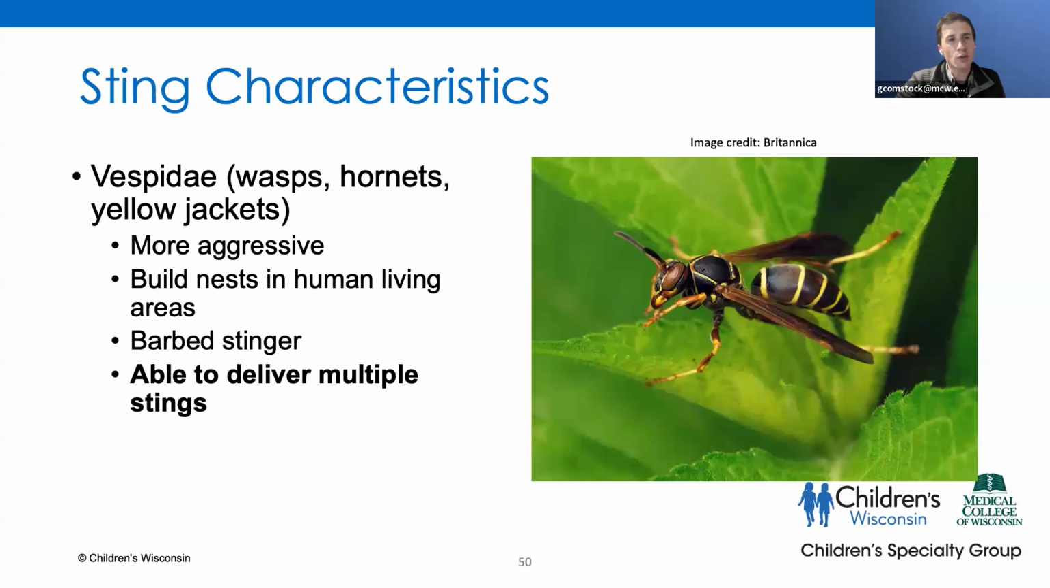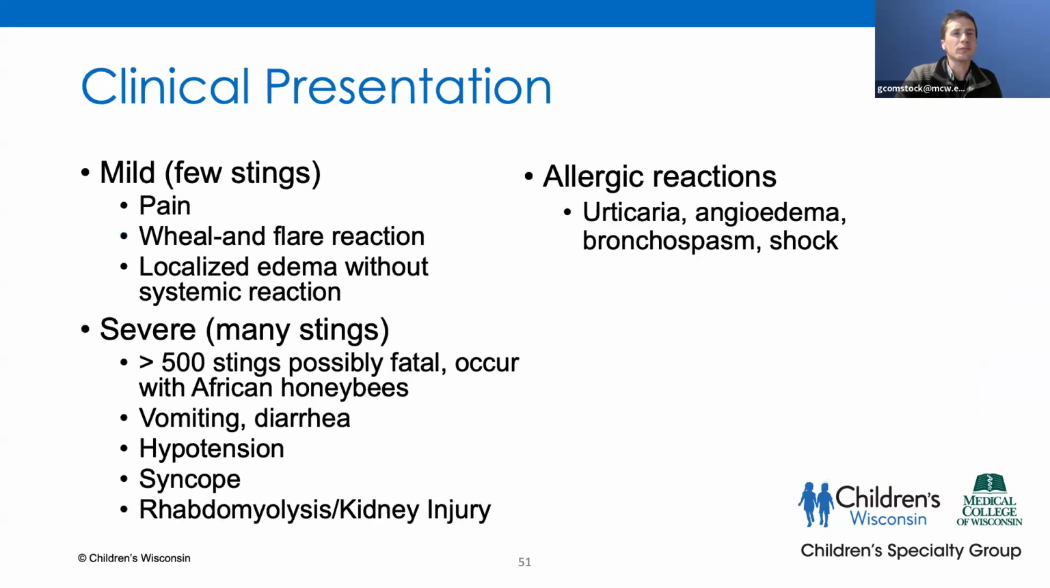The vespids, such as the wasps, the hornets, the yellow jackets, these guys are more aggressive. They are also able to deliver multiple stings, and they are more likely to sting without significant provocation. And they live in or build nests in areas and in spaces that are more likely to have run-ins with humans, so nearer to human living areas.